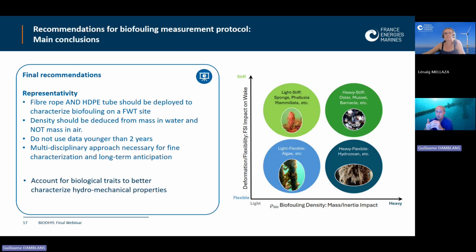If we want to increase the database we use for hydrodynamics, we need to perform some new, more representative basin tests. So it will be very useful to build a database around these four groups of species we have in mind, separating the weight and the flexibility each time, so mixing light and heavy, flexible and stiff, because then we will be able to provide more representative hydrodynamic tests. So yes, I think that's all I want to share with you.